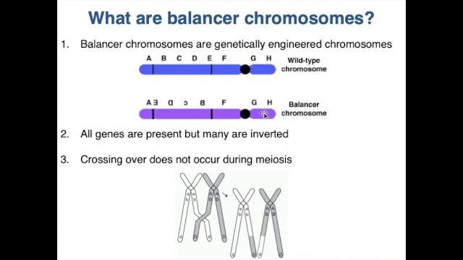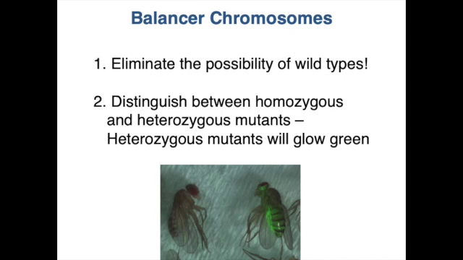The genes are there. In other words, there is genetic material on the balancer chromosome, but many of them are inverted. And because they're inverted, crossing over doesn't occur. And what this does is it limits genetic diversity in our population. This is exactly what we want because we don't want to increase genetic diversity by allowing crossing over, because that might disturb our transgenics that we're trying to maintain in our population.